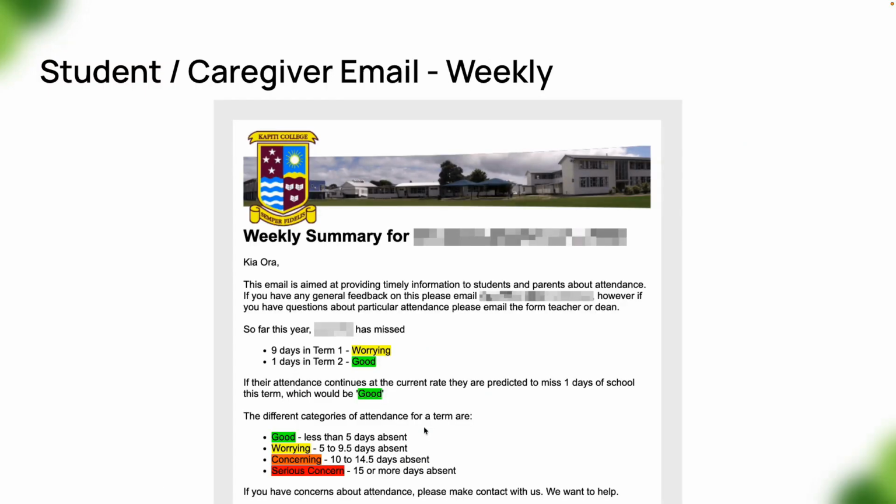We can also send weekly summaries home. These summaries can have a whole bunch of different sections. They can have results and pastoral and class efforts. And the one that a lot of schools are using at the moment is this one around star attendance. So we've had 9 days away in term 1, 1 day away in term 2. And if that continues at that rate, we'd still be in that good category, or might be in one of those other categories.